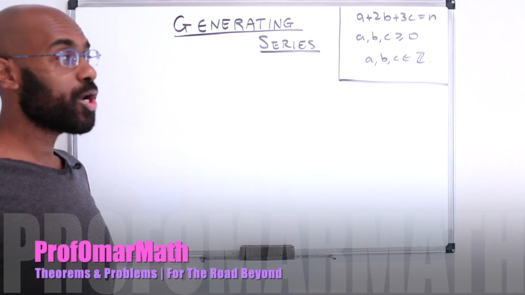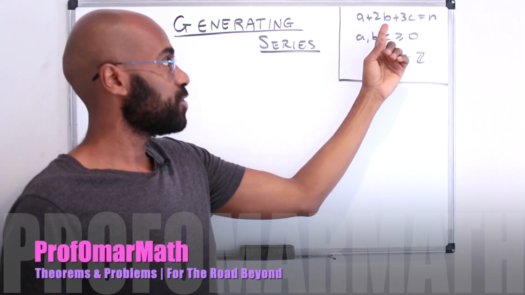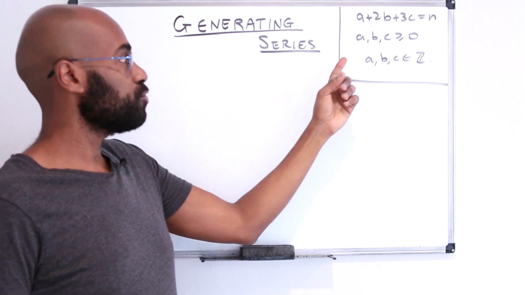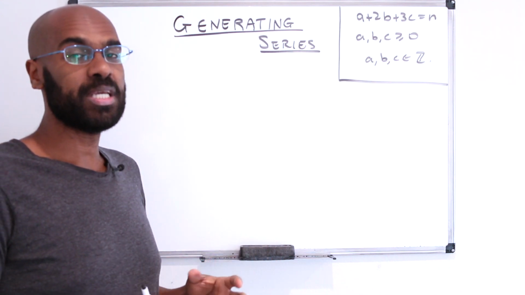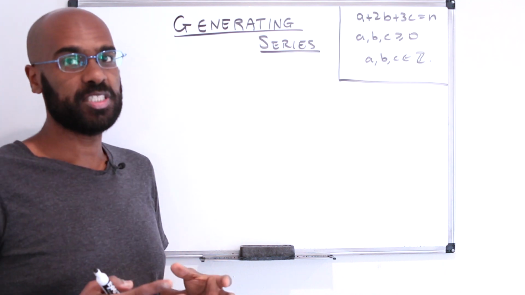In this video, we're going to go about counting the number of triples a, b, c, where a plus 2b plus 3c is n for a fixed positive integer n. And we're looking for solutions where a, b, and c are non-negative integers. We're going to do this using a bunch of generating series techniques together with some power series expansions.